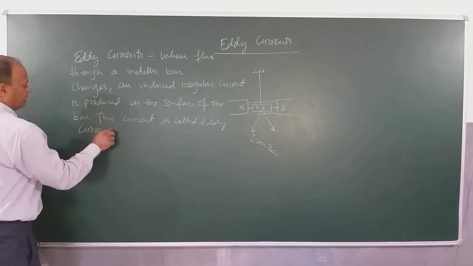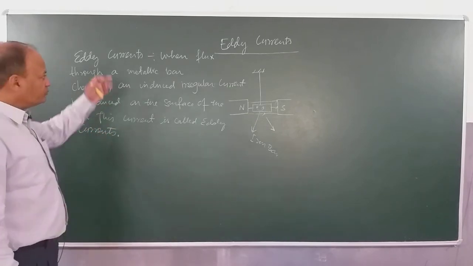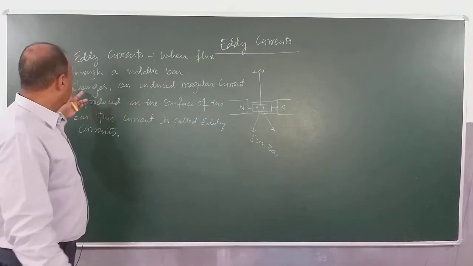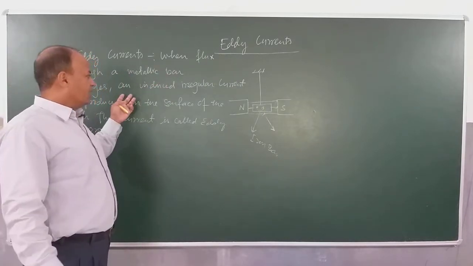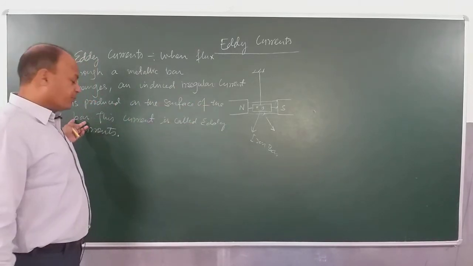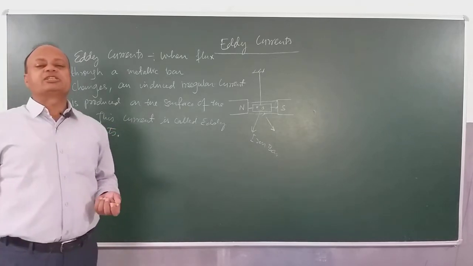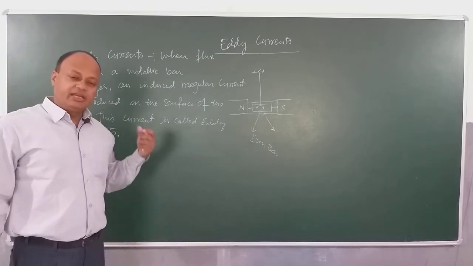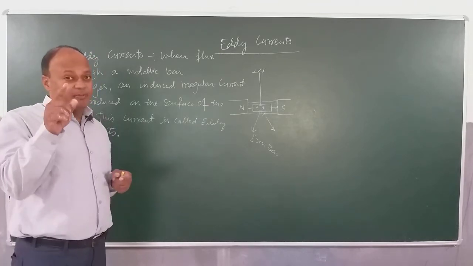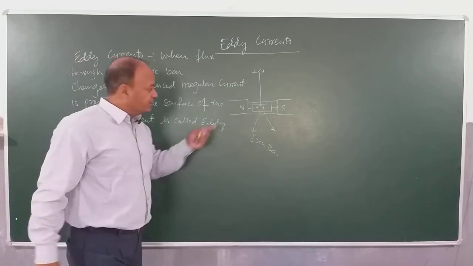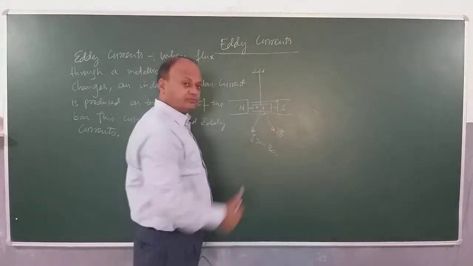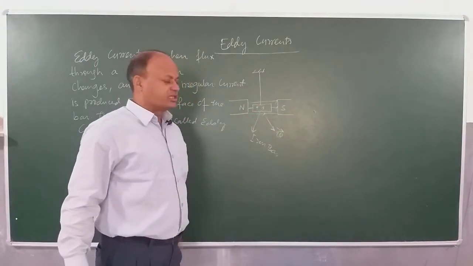Eddy currents. So children, here we have defined that when flux through a metallic bar changes, an irregular current is produced on the surface of the bar. This irregular current is called eddy currents. We have done eddies in hydrodynamics in class 11, irregular currents. But remember, these currents will change direction depending upon, like in this case, velocity is outside, it's coming out. So current is anticlockwise.